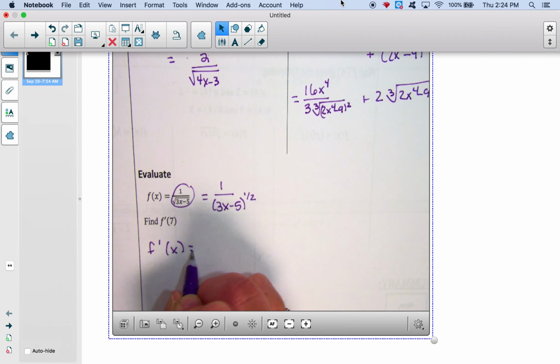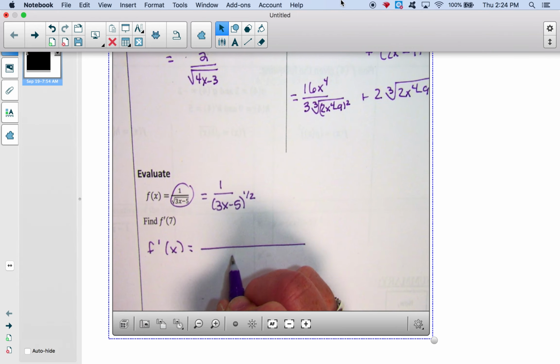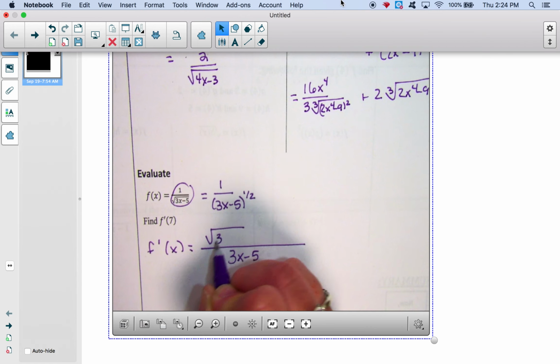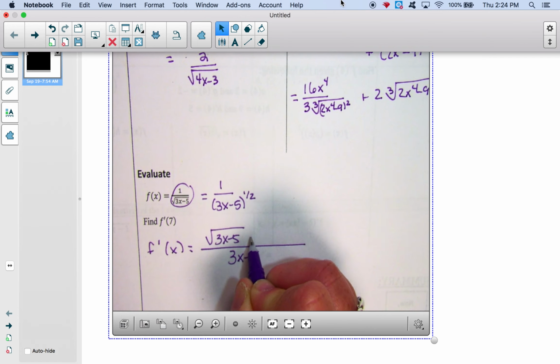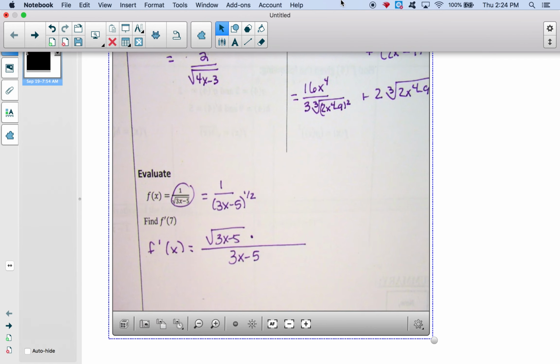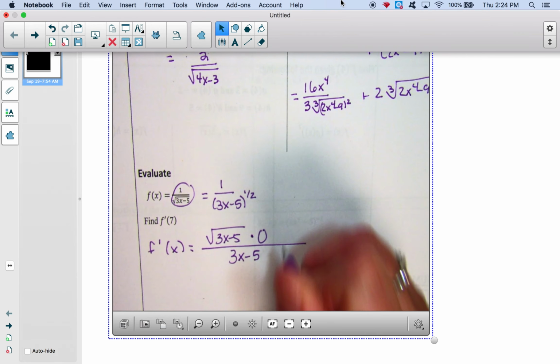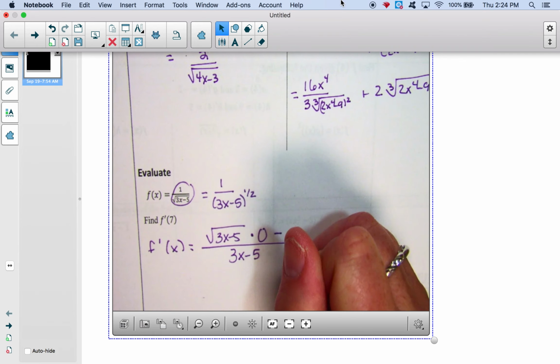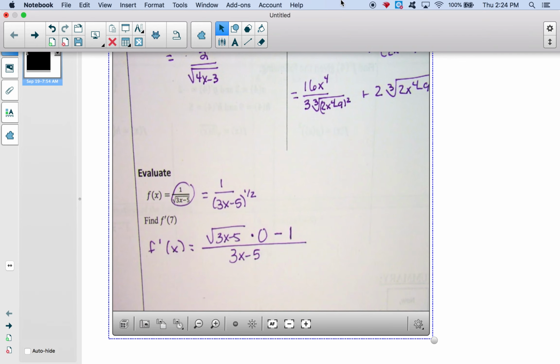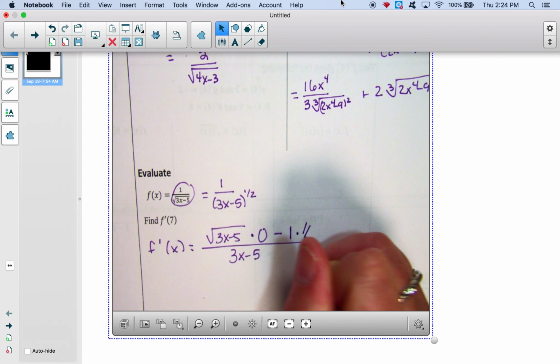Remember the quotient rule, square the denominator. Well, when I square a square root, I just get 3x minus 5. Bring the denominator up, times the derivative of the numerator. Well, the derivative of 1 is 0, minus the numerator, which is 1, times the derivative of the denominator.